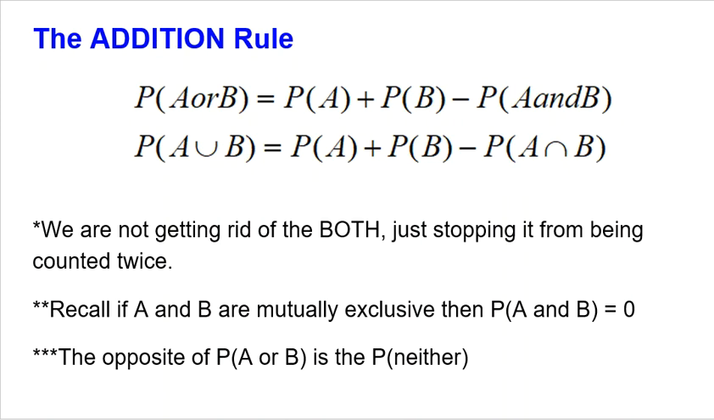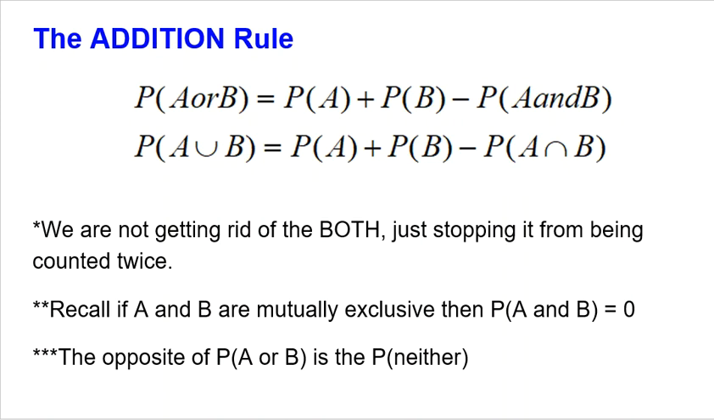Juniors or glasses. So I started with, all right, what's the probability I get a junior? 155 out of 500. All right, what's the probability I get a kid that wears glasses? 142 out of 500. All right, I have to subtract away the and. We're not getting rid of the both. We're just stopping them from being counted twice.